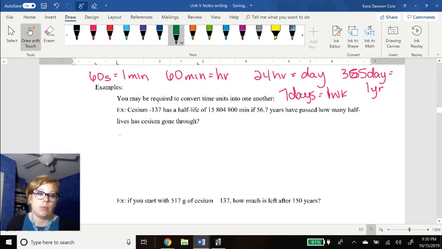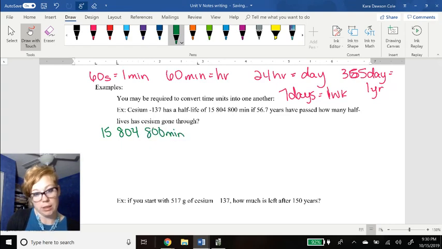For an example, cesium-137 has a half-life of a really large number in minutes. If 56.7 years have passed, how many half-lives has cesium gone through? So if I have 15,804,800 minutes, I need to convert that into years. So I need to get from minutes into years, right?